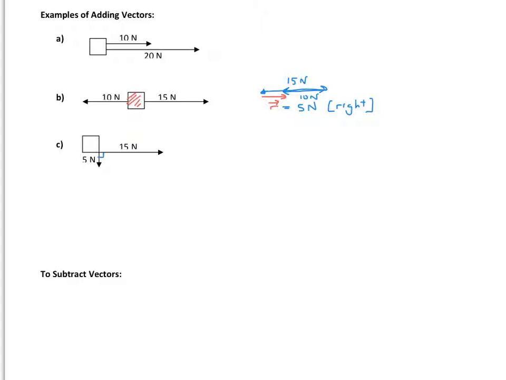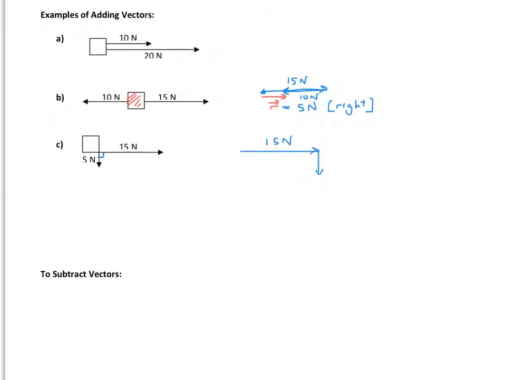One is going to the right and one is pulling down. So if I look at adding those together, I've got my 15 Newton force here, 15 newtons here, and then my 5 newtons is pulling down. Okay, I've enlarged that just a little bit so we can work a little easier with it.